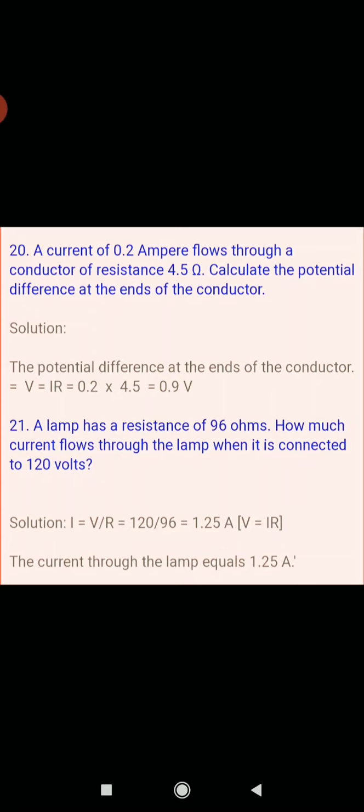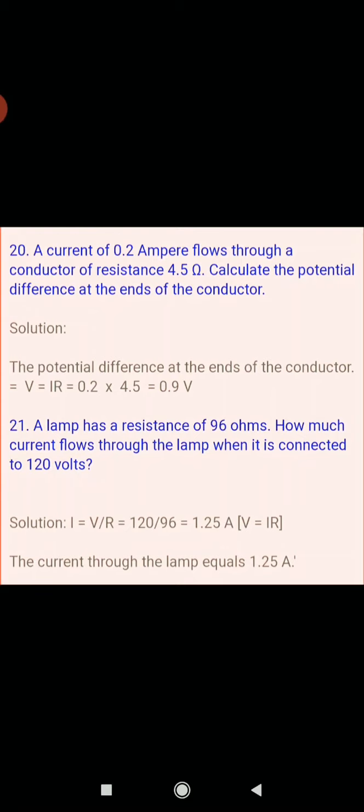Substituting the value of current, I is equal to 0.2 into R is 4.5. Therefore, V is equal to IR is equal to 0.2 into 4.5 multiplying. Finally, we will get V is equal to 0.9 volt.